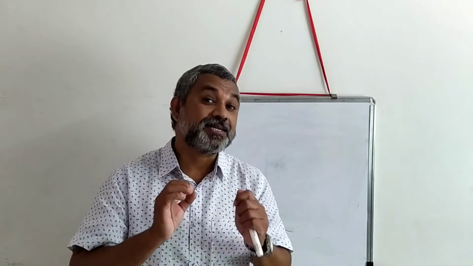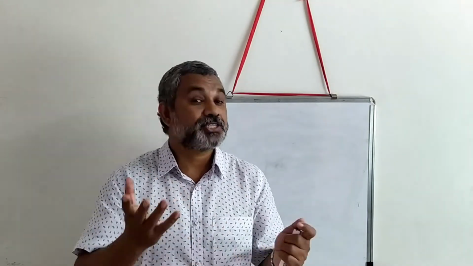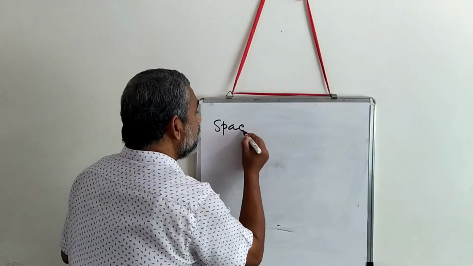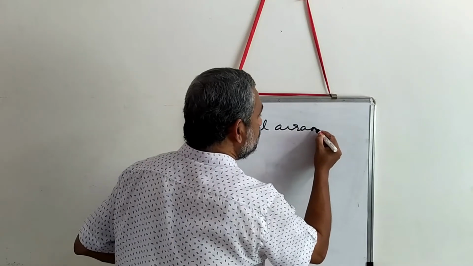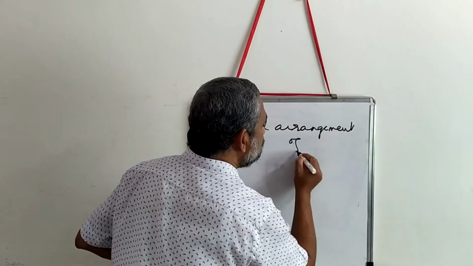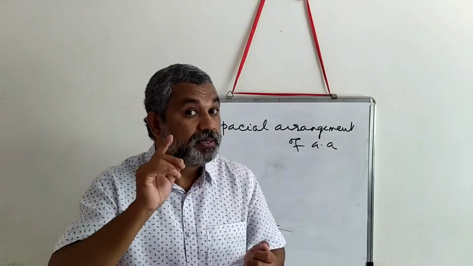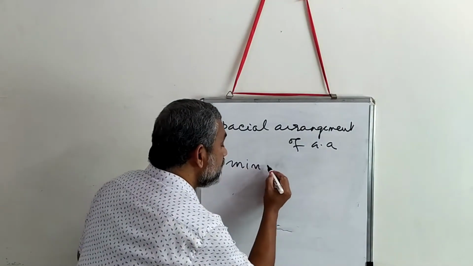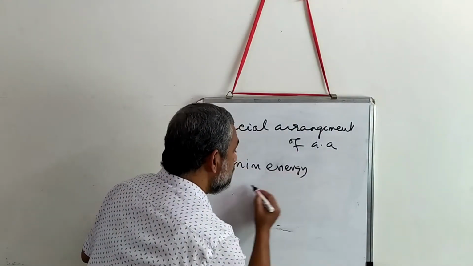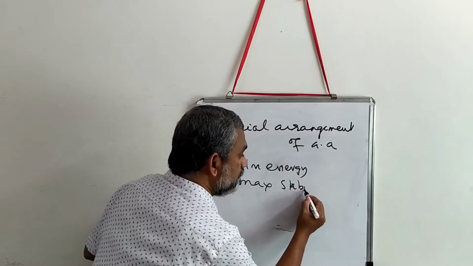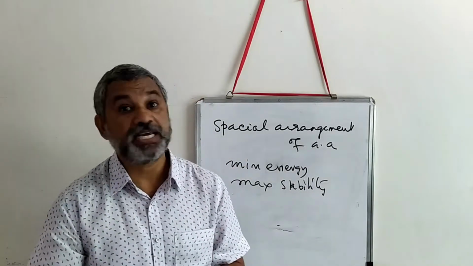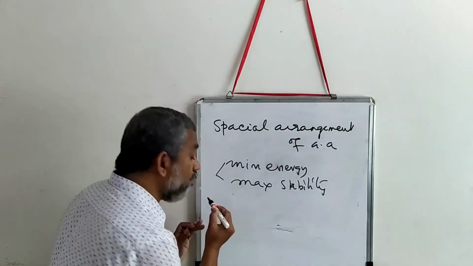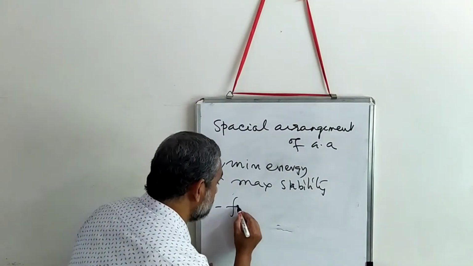Let us deal with the tertiary structure of a protein. Tertiary structure is nothing but the spatial arrangement of amino acids. Now remember, the spatial arrangement will be such that it will have minimum energy and maximum stability. And this tertiary structure is also for having a particular function.